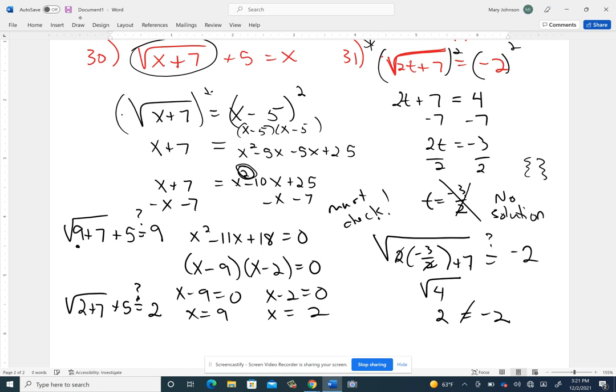All right, so this is where the x was. So this one turns out to be square root of 16 plus 5, which is 4 plus 5, which does equal 9. So this guy for sure is good. The 2 could work also, but it doesn't. I get square root of 9 plus 5, which is 3 plus 5, which does not equal 2. So that one has to be ruled out. This 9 is your only answer on that one. Okay.